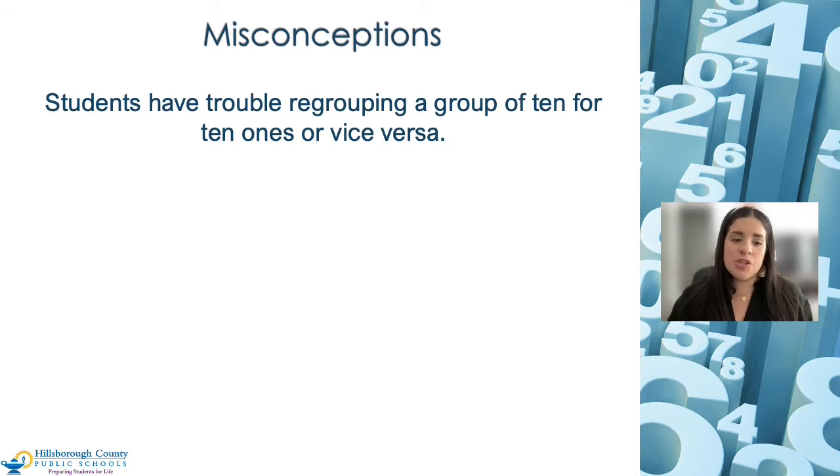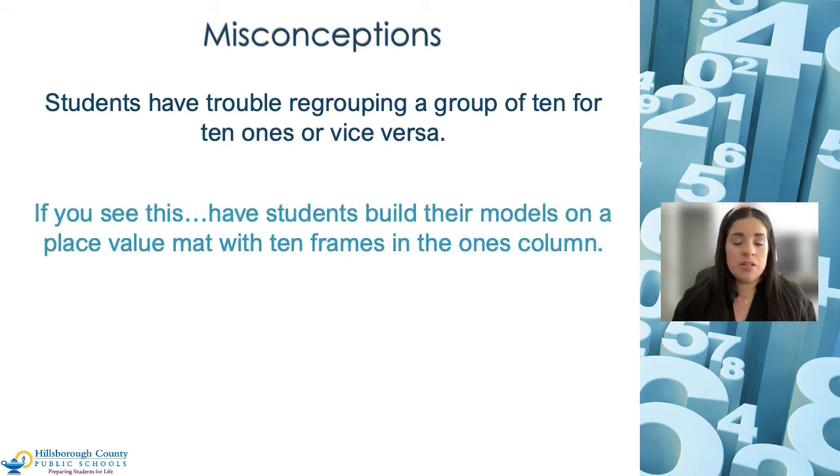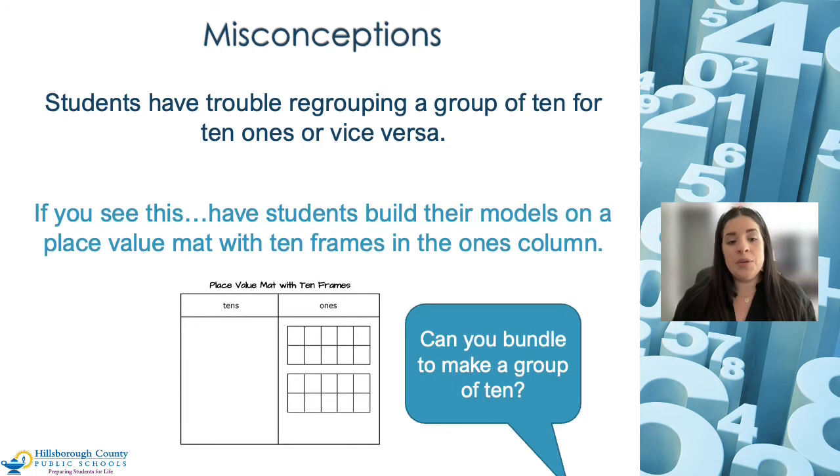One misconception you might see is that students have trouble regrouping a group of 10 for 10 ones or vice versa. If students are struggling with this, it's super important to go back to having them build concrete models, especially with a place value mat. One with 10 frames can also help them understand that once they have 10 and the 10 frame is filled, they should bundle it together and create a rod, or use a rubber band to tie them together.